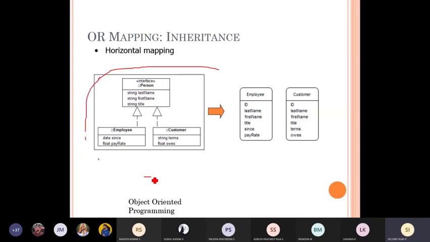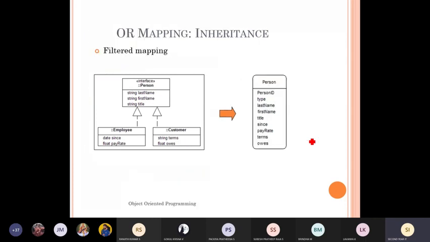Here we use the first name and last name from person, isn't it. So when I derive horizontally, I have derived an employee table and a customer table. In both, id is going to be the primary key. Okay, and then I'm going to include last name, first name, title, since and pay rate in employee, and in customer, similarly, last name, first name, title, terms and orbs. So this is how the horizontal mapping will be done in the inheritance concept.